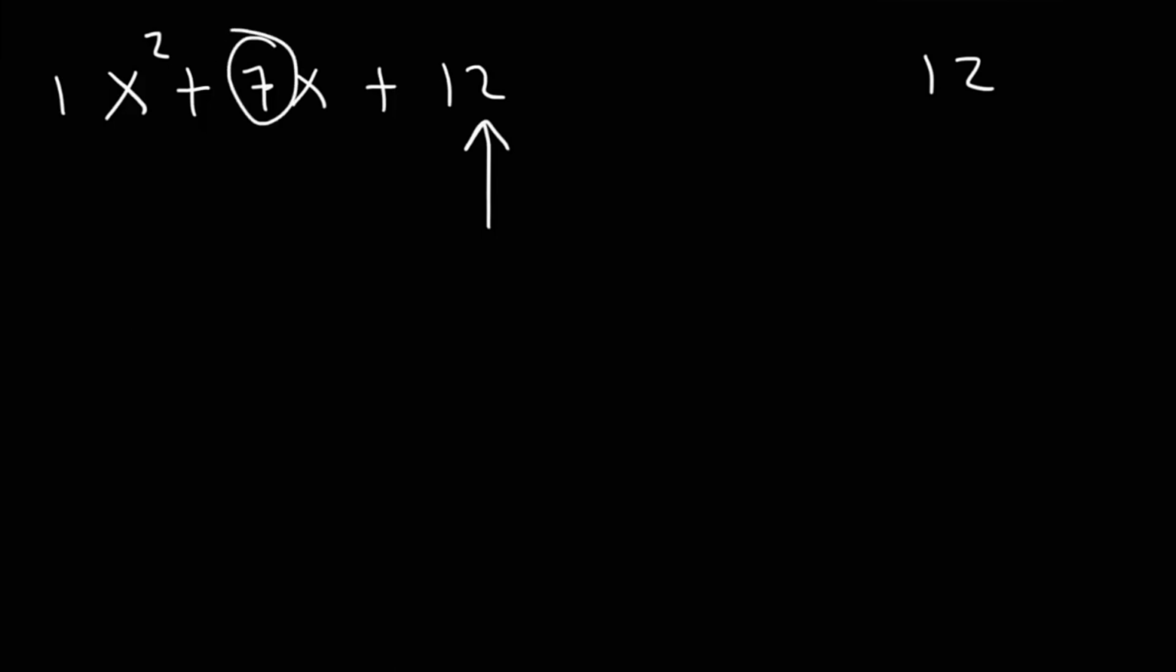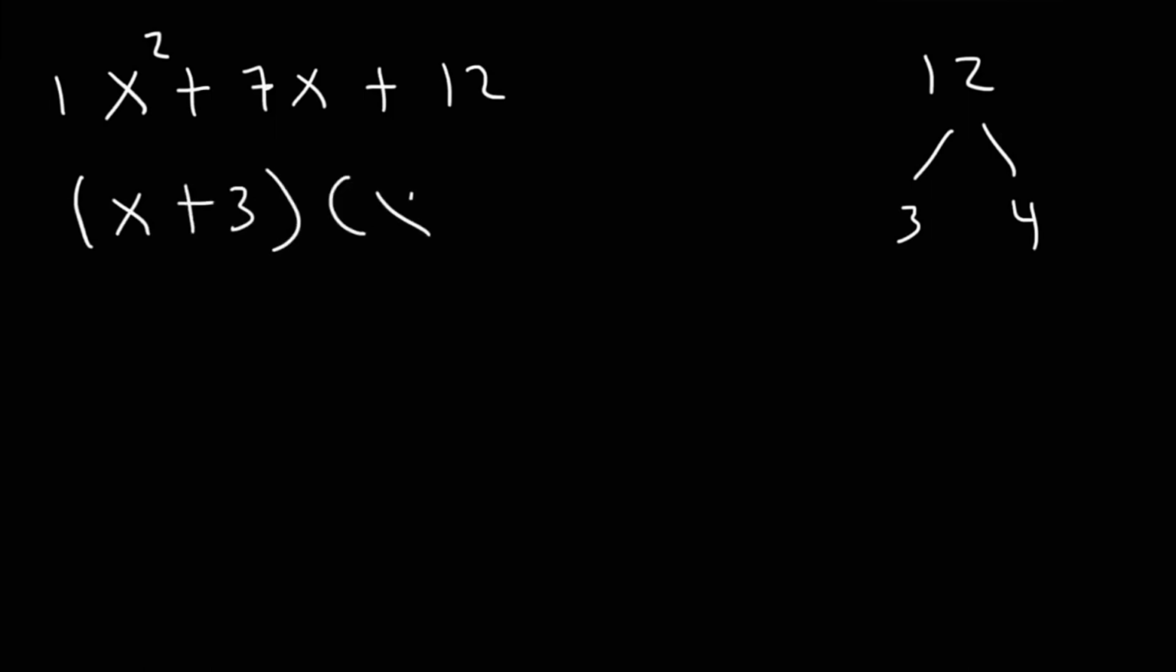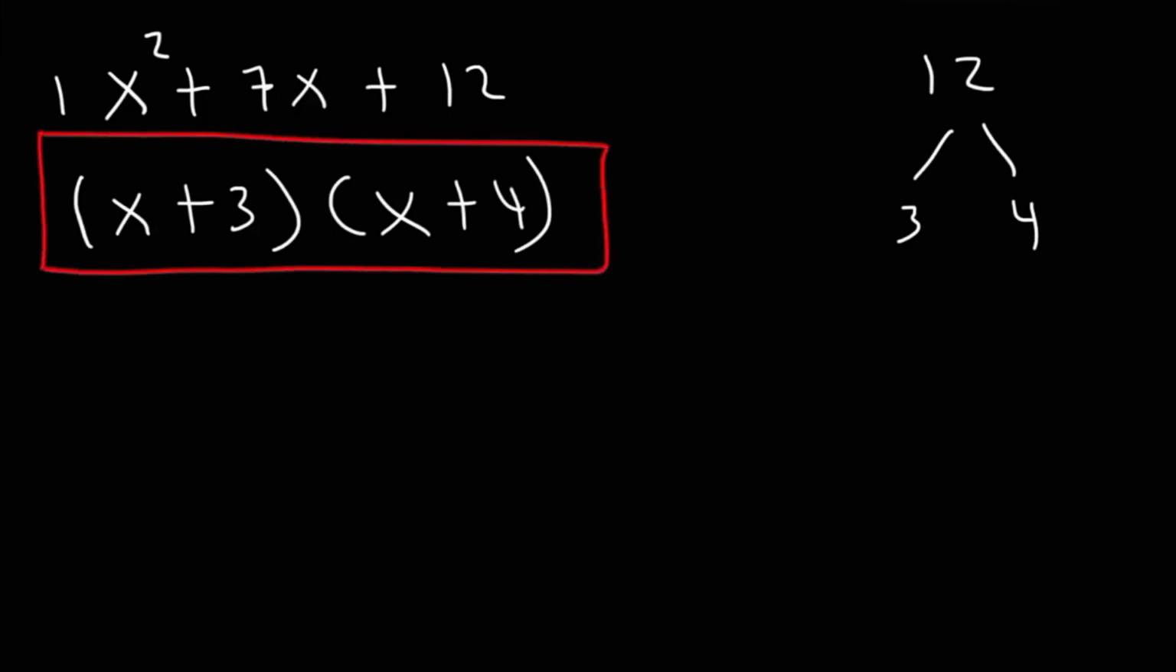Now the next thing we need to talk about is factoring trinomials. This is when we have three terms, and we're going to factor it when the leading coefficient is 1. So what you want to do is find two numbers that multiply to 12 but add to 7. Two numbers that multiply to 12 but add to 7 are 3 and 4. 3 plus 4 is 7, 3 times 4 is 12. And so the way you would write your answer is going to be like this. It's x plus 3 times x plus 4. And so that's it for that example.